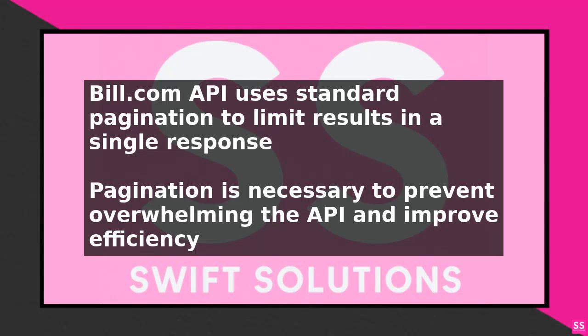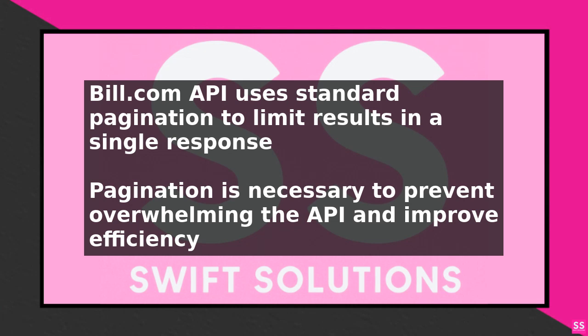To paginate Bill.com API events, you need to understand the basics of the Bill.com API and how pagination works. The Bill.com API uses a standard pagination mechanism to limit the number of results returned in a single response. This is necessary to prevent overwhelming the API and to make it more efficient.